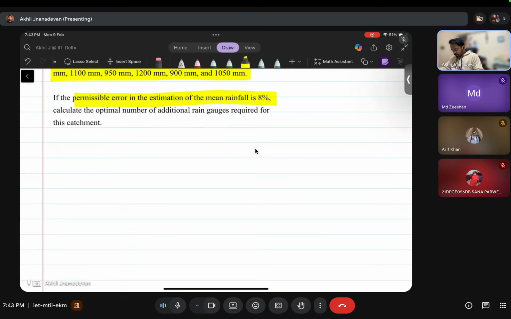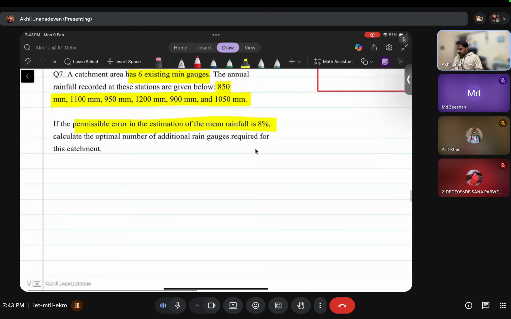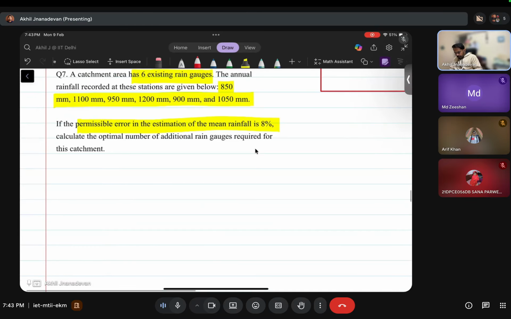So basically, the first thing we need to find is the mean rainfall, that is P bar. The mean rainfall is nothing but the arithmetic mean, just the summation: 850 + 1100 + 950 + 1200 + 900 + 1050, divided by 6.